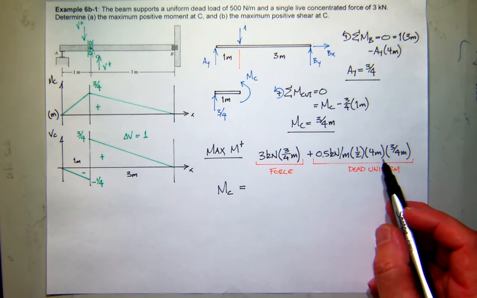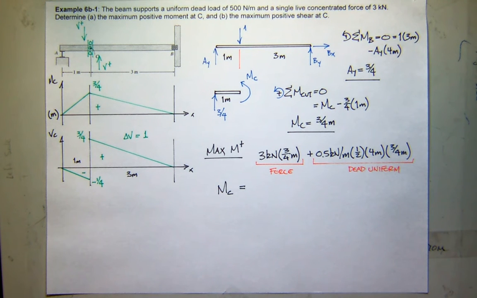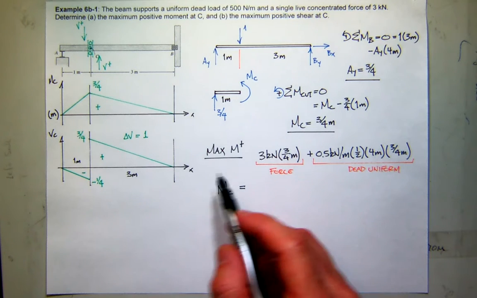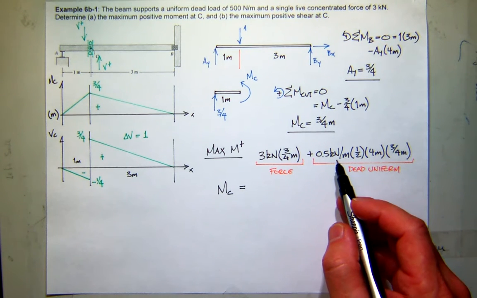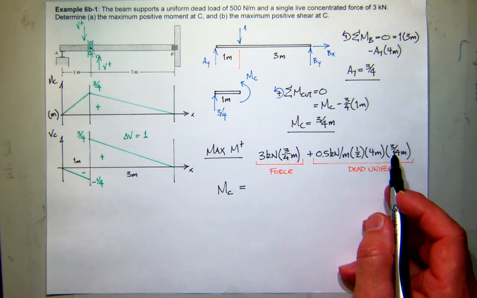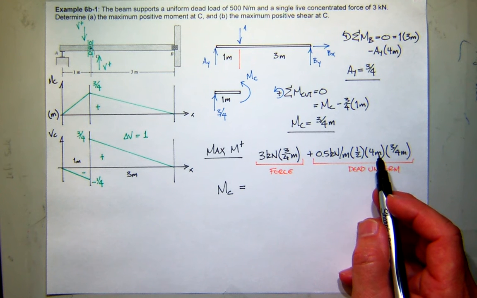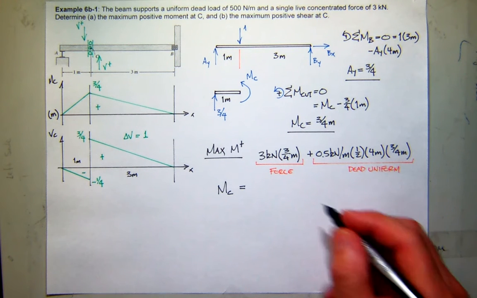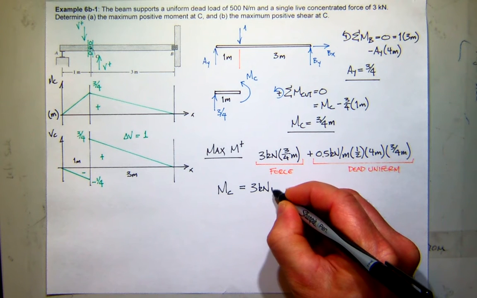Doesn't work out nice and neat, does it? You guys have to help me with that. 9 divided by 4 is 2.25. Let's see, half 4 plus. Oh, it comes out to be exactly 3? Yep. How convenient. So that'll be 3 kilonewton meters.